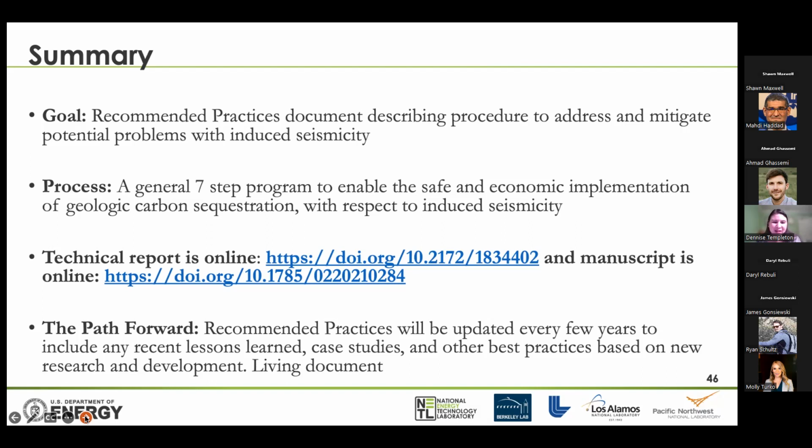The path forward is, for the recommended practices, we want to update the science every few years to include any recent lessons learned, case studies, and other best practices based on new research and development. We really see this as a living document, and we see this more as facilitating communication on both technical and non-technical issues over a wide range of stakeholders.